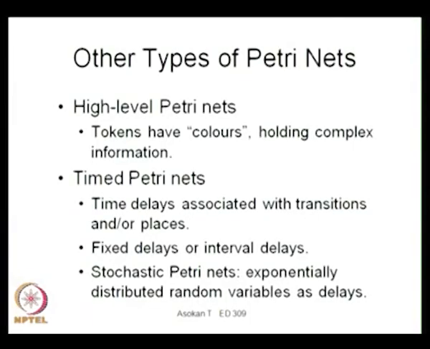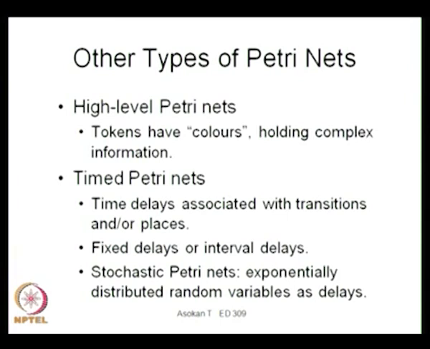So time delays associated with the transitions or places can be incorporated, and fixed delays or interval delays can also be incorporated, and stochastic Petri nets, with exponentially distributed random variables as delays, can also be incorporated into the Petri net. So basically it shows that any complex system with any variations in terms of behaviors, capacities or time can actually be modeled using Petri nets.